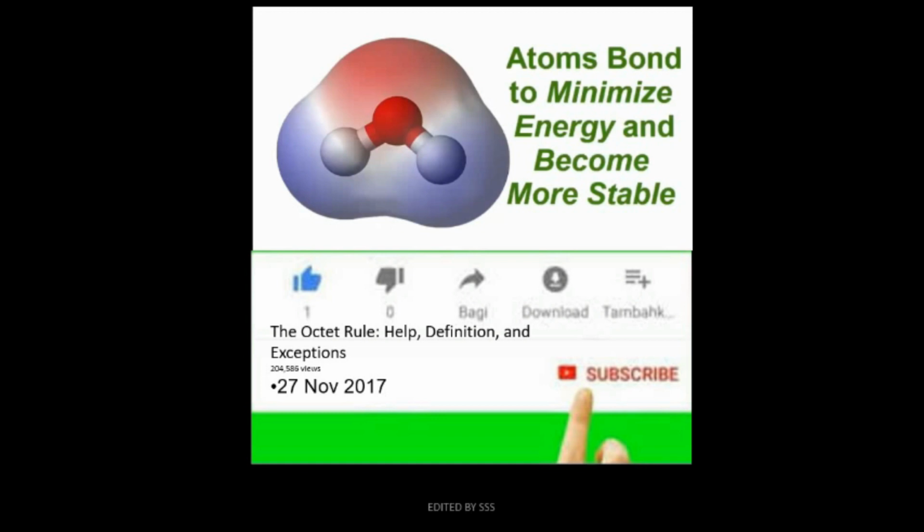Finally, atoms form bonds to minimize energy and become more stable. That's a core idea that helps explain why the octet rule works for so many elements.